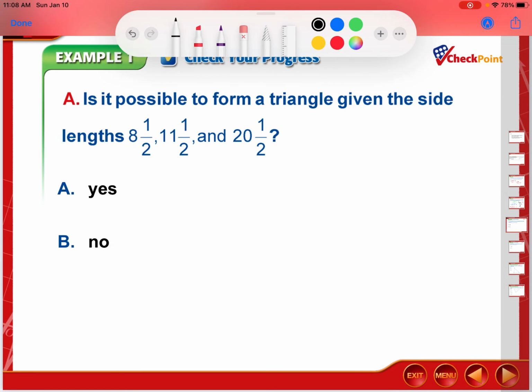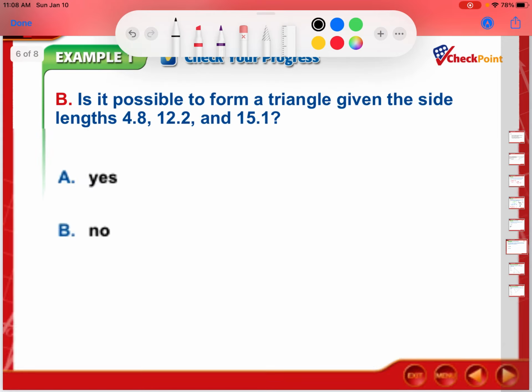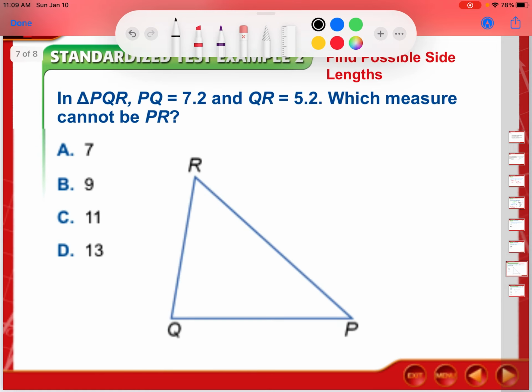All right, so we just continue with problems like this. Is it possible to form a triangle using the given side lengths? 8.5 plus 11.5 would be 20, which is not bigger than 20.5, so it would be no. Continuing on. 4.8 plus 12.2 would be 17, which is bigger than 15.1, so you could make a triangle out of that.